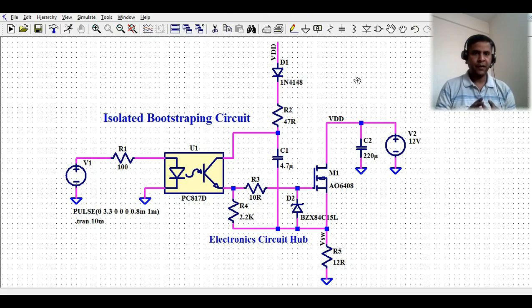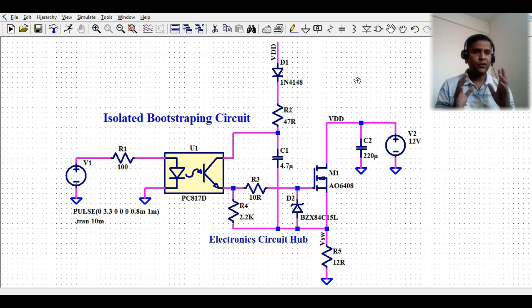So today we're going to understand the design and simulation of an isolated bootstrapping circuit for high side MOSFET gate driving. We're going to understand how to design and simulate the high side MOSFET gate driver with the help of a bootstrapping circuit. Why do we require a bootstrapping circuit? Why is it a little tricky to drive the high side MOSFET? We're going to understand.